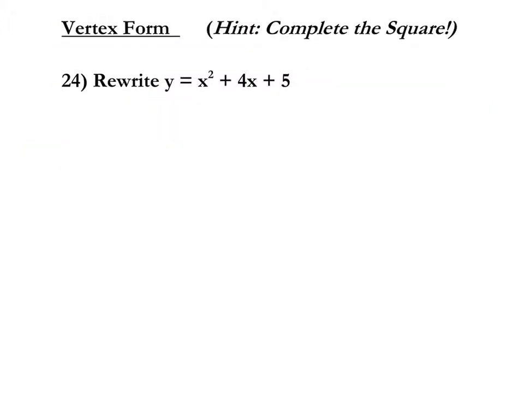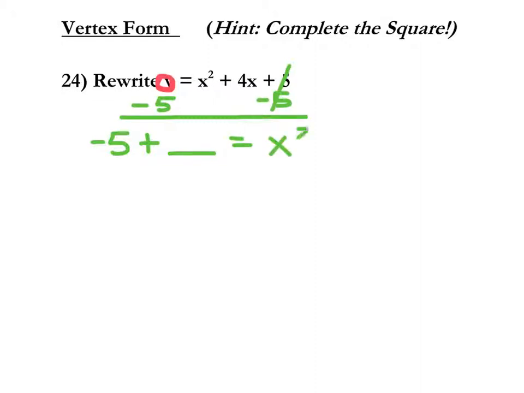Last one is writing in vertex form. This is the newest thing, and it does give you a hint to complete the square. So, for this one, I need to rewrite in vertex form by completing the square. I'm going to start by making the y 0. And then we're going to do this the same exact way we've been doing it, which is starting by moving the constant over. So I got negative 5 plus blank spot equals x squared plus 4x plus blank.